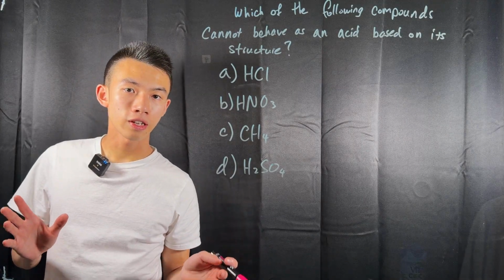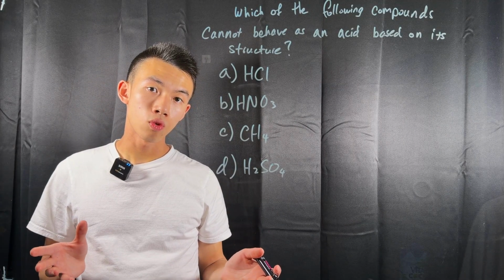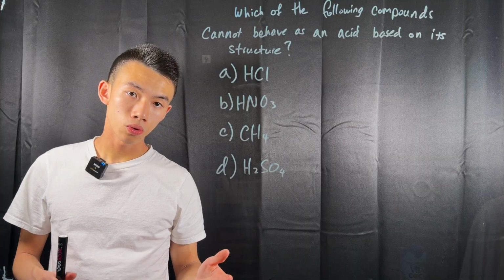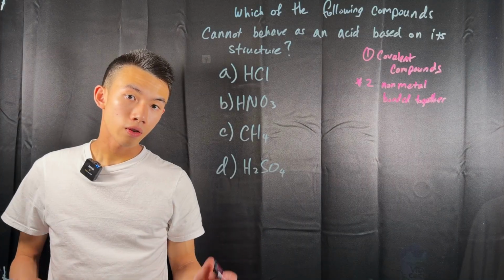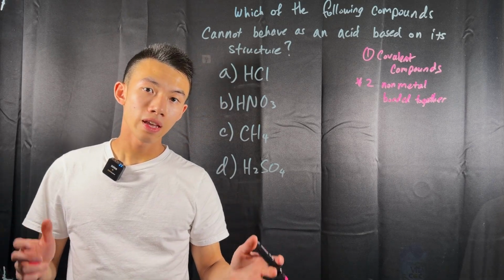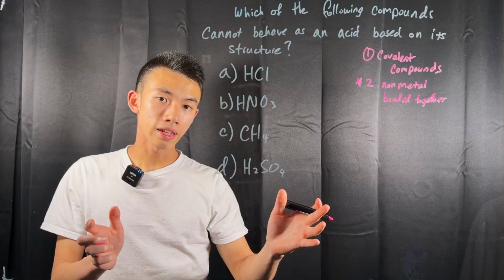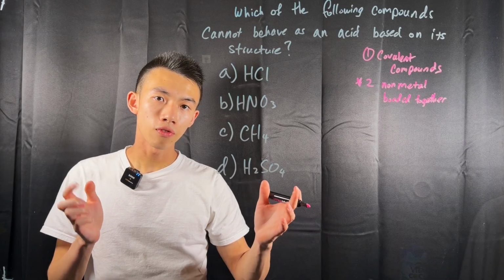Okay, let's just go ahead and get a quick refresher. Remember that acids form covalent compounds, which is equal to two nonmetals bonding together. And the reason why acids need this is because that's the only way they can ionize in water and release the H plus ion. So before we check what is the acid and what is not, let's see if all of these are covalent compounds.